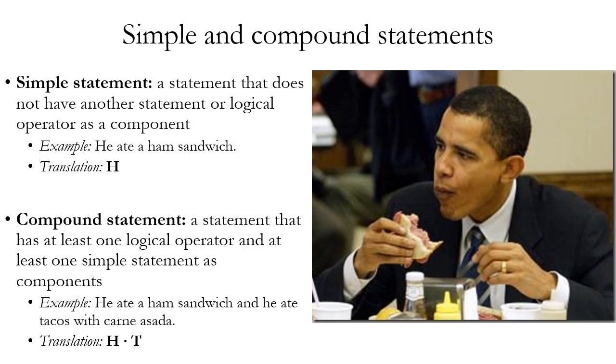He ate a ham sandwich and he ate tacos with carne asada. In this case, we're using the H to symbolize the statement he ate a ham sandwich, and the T to symbolize the statement he ate tacos with carne asada. The dot is the symbol for the and logical operator.